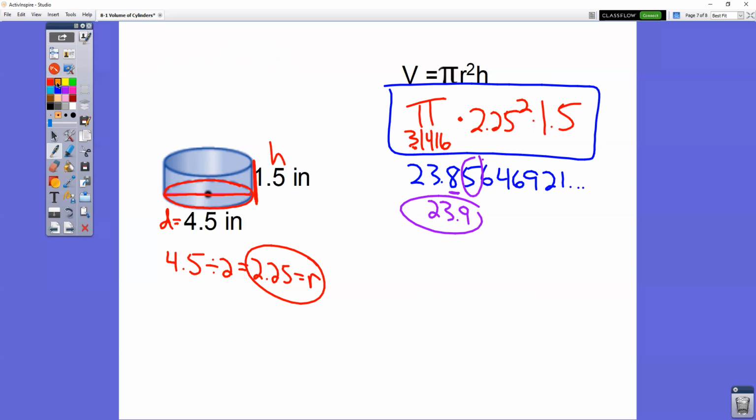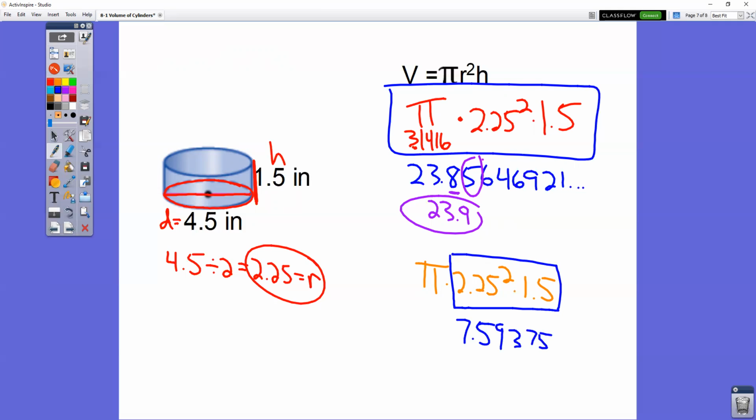If we are going to leave it in terms of pi, you would have pi times 2.25 squared times 1.5. But remember, if you're leaving it in terms of pi, you type in everything except for the pi symbol. So 2.25 squared times 1.5, you get 7.59375 pi, or 7.59375, and then the letters P I for pi.